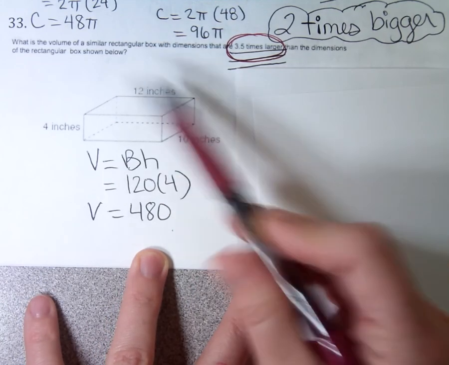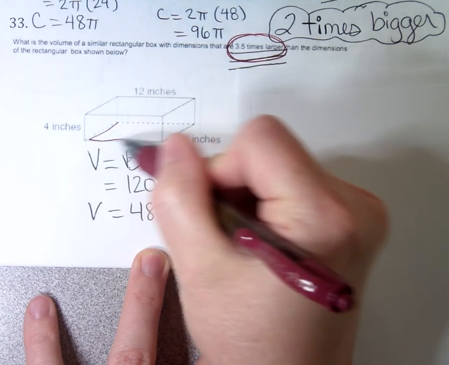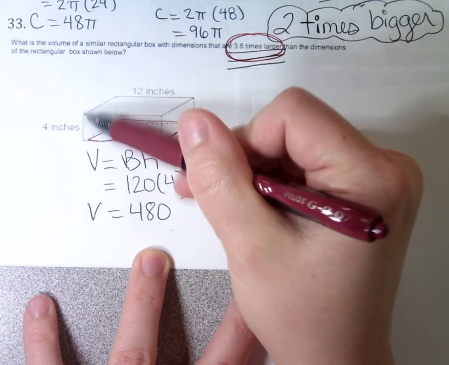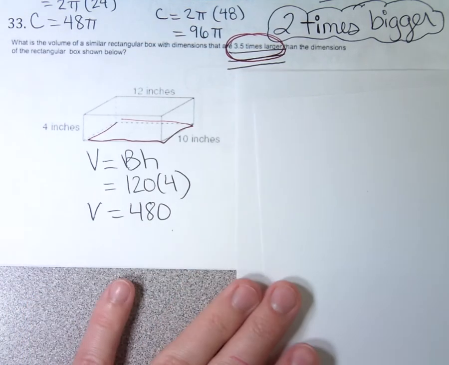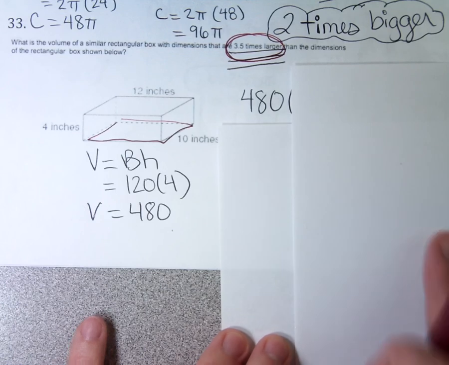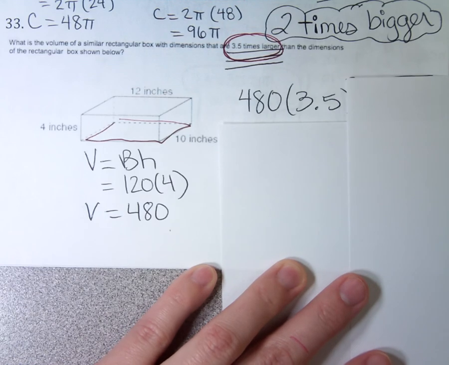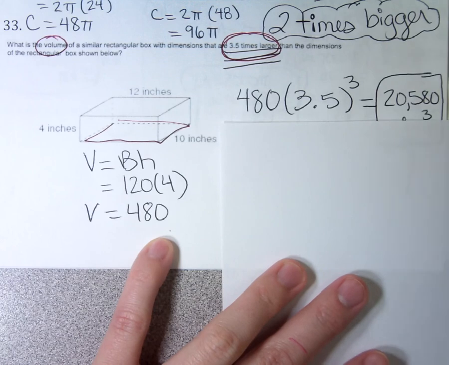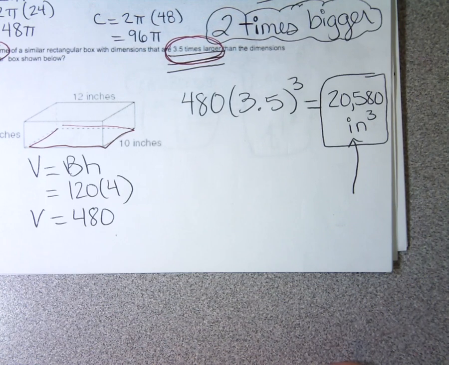So first I found the volume of this shape here. It's a prism, so area of the base times the height, and I called my base the bottom again. So 10 times 12 is 120, and then the prism stands 4 high. So this shape here has a volume of 480, so that's the original dimension. And then what's happening to it, I want it 3.5 times larger, so that's the number in the parentheses. And then because we are talking about volume, the exponent's a 3, and that makes the new volume 20,580 cubic inches.